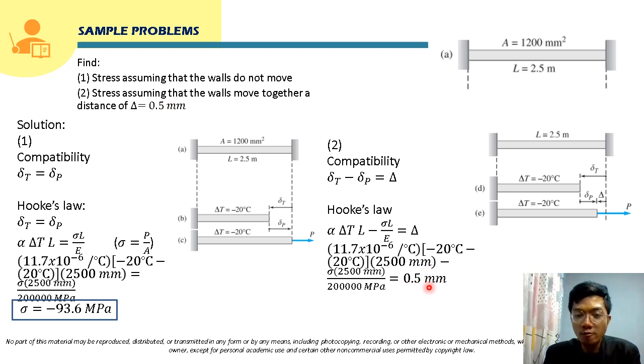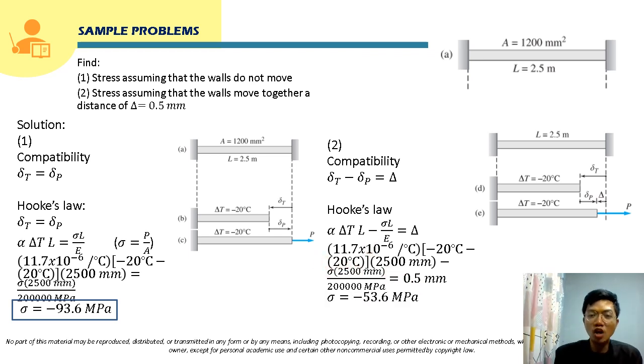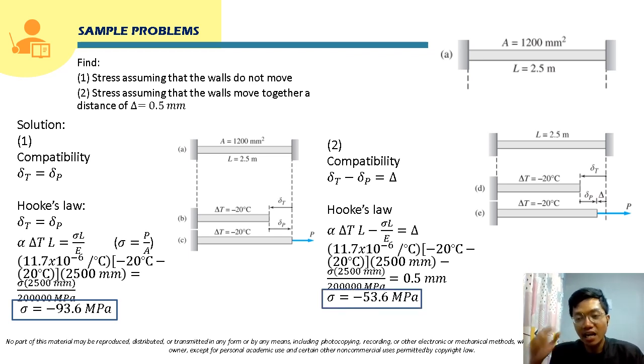Okay, so from here, class, the unknown is sigma. So solving for sigma here, this will be negative 53.6 megapascal. The negative sign here, class, indicates that this stress is compressive stress. So the thermal stress here is a compressive stress since the change in temperature is decreasing. It will cause the material or the member to contract. So this will now be the answers for this problem.